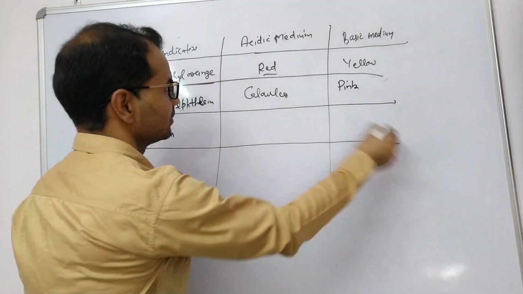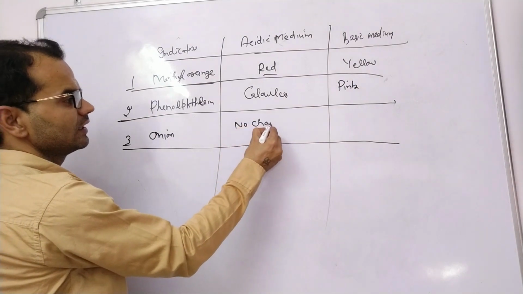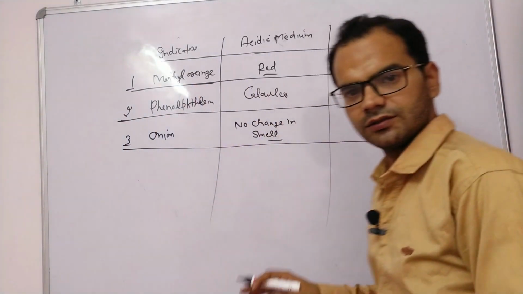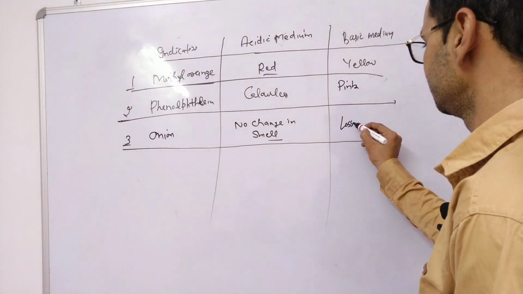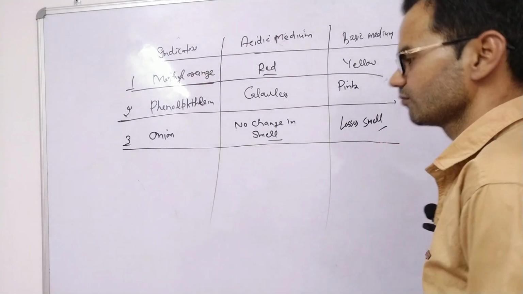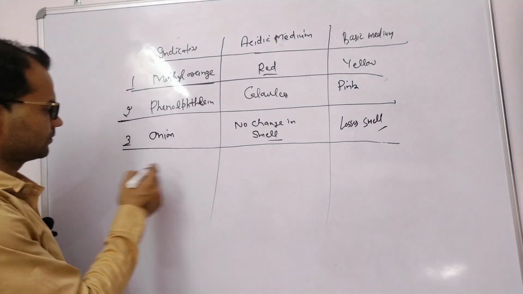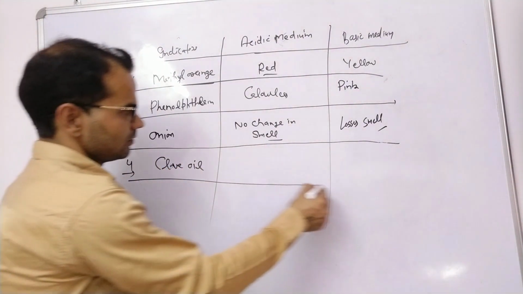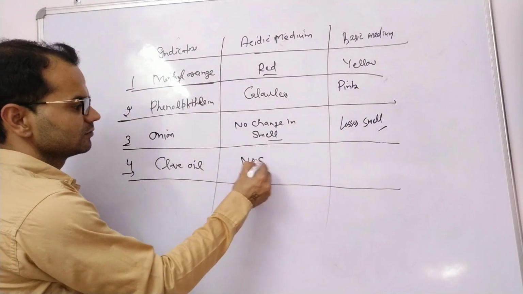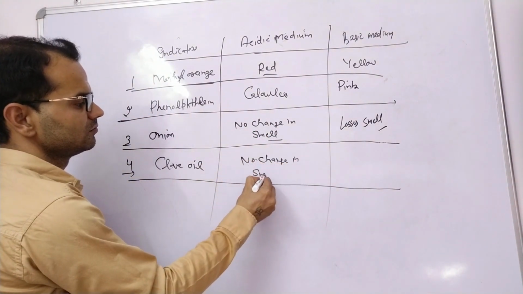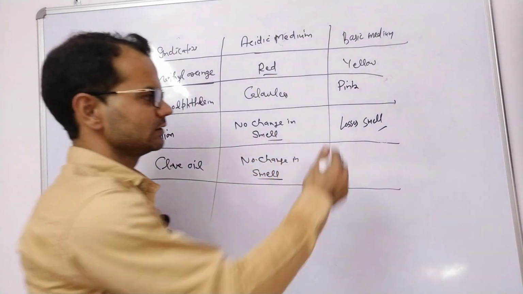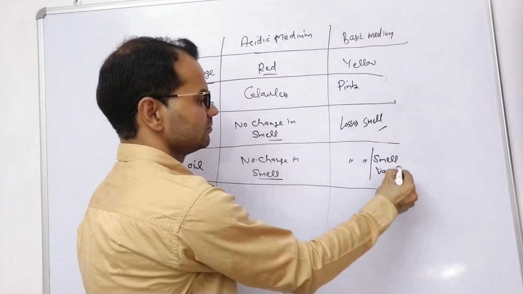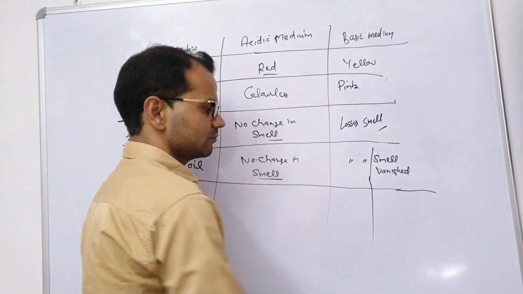Onion. No change in smell in acidic medium, but in basic medium the smell changes or it loses smell. Easy. Fourth, clove oil. Again, no change in smell, but in basic medium it loses smell or the smell vanishes. Clear?